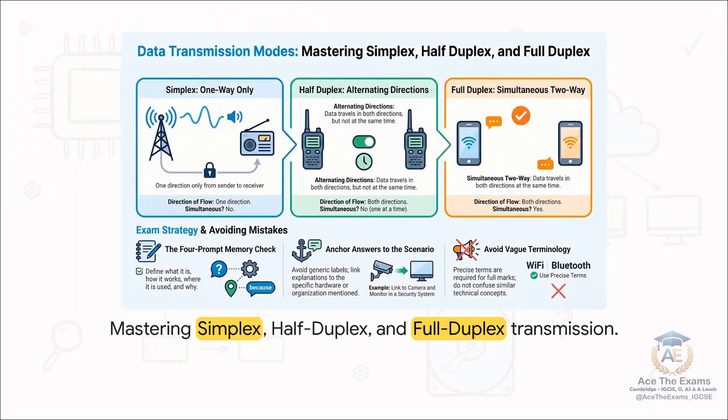Let's put that into perspective. A traditional radio broadcast? That's pure simplex, just sender to receiver. Walkie-talkies are half-duplex. Data flows in both directions, but you definitely have to take turns. A modern phone call, though, is full duplex, with a simultaneous 2-way flow. The crucial takeaway here is to avoid vague terms like Wi-Fi or Bluetooth. Using precise terms about the direction and timing of the data flow is exactly what wins you those marks.